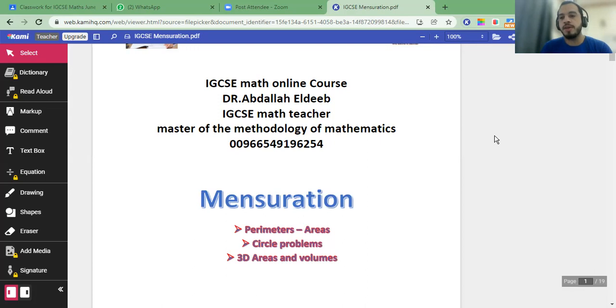We need to study the curved area and the total surface area and the volume of cube, cuboid, prism, pyramid, sphere, all the 3D shapes. We're gonna study them and study some problems related to this area, inshallah.